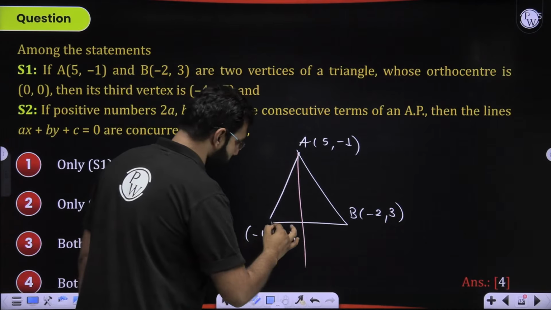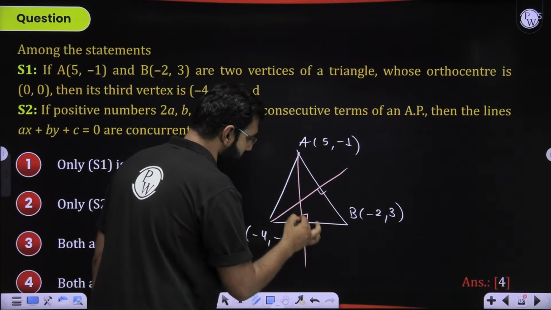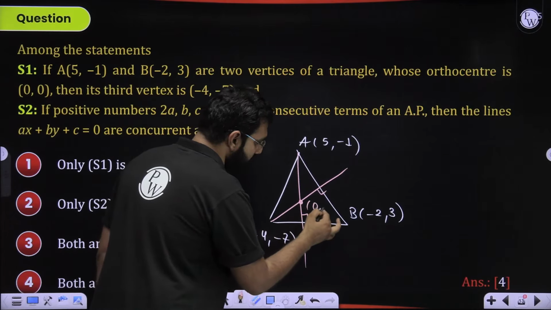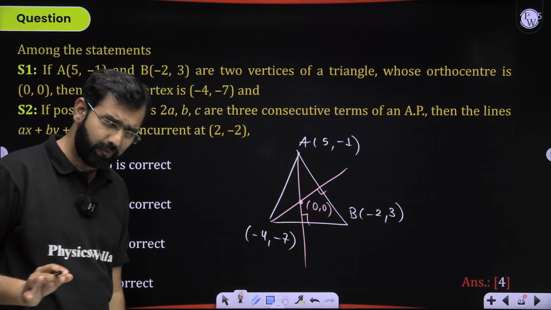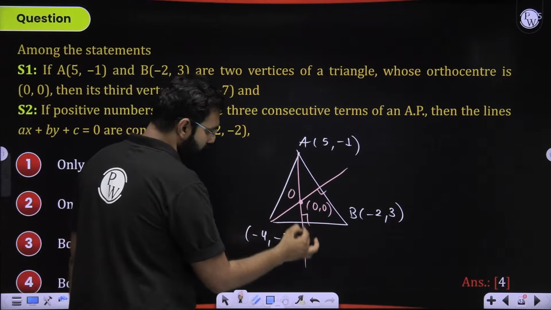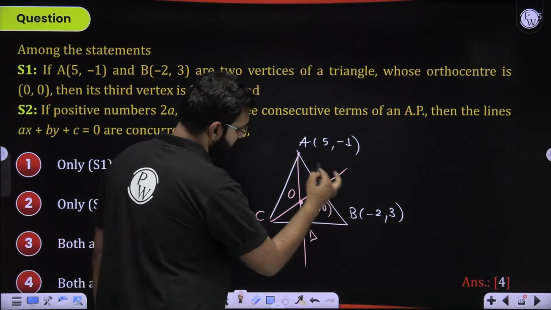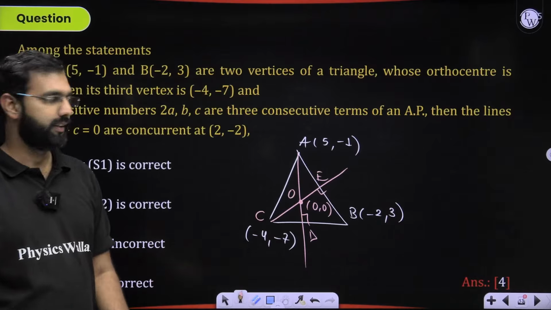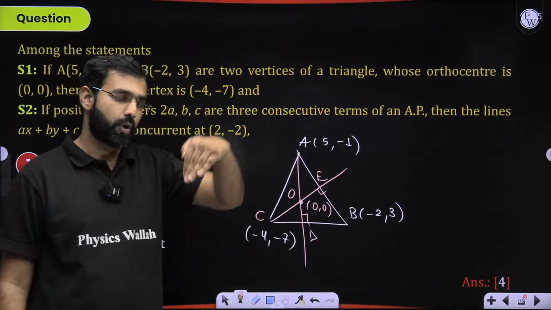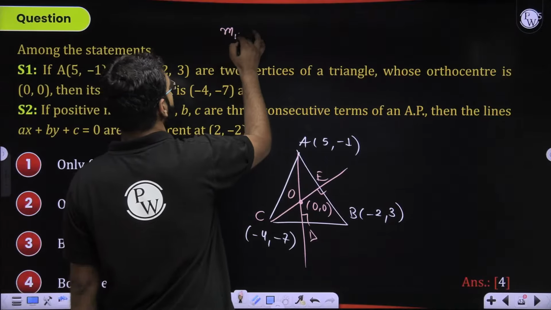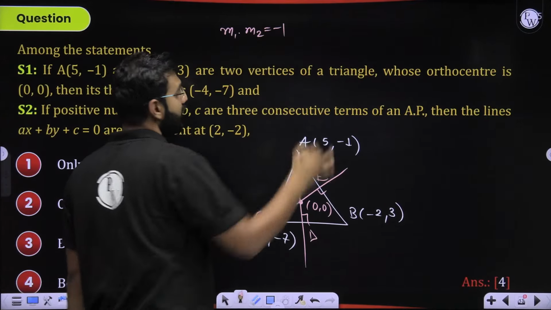So orthocenter is what? Point of intersection of the altitudes. So this is an altitude, this is an altitude, and if they're intersecting here, they should be 0, 0. I'm calling it O, this is B, that's C, this I'm calling D, and this I'm calling E. If these are the altitudes, the product of the slopes should be minus 1. I hope you remember that m1 times m2 should be minus 1 if they are perpendicular lines.